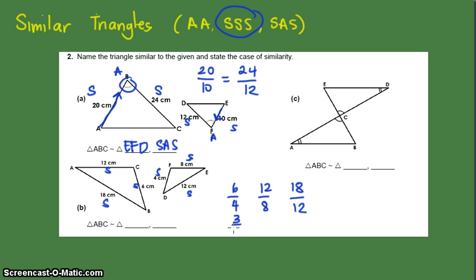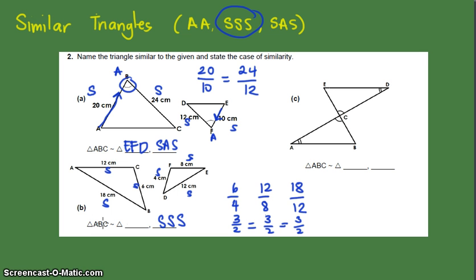6 over 4 in lowest terms is 3 over 2. 12 over 8, when you divide each number by 4, you get 3 over 2. And 18 over 12, if you divide by 6, you get 3 over 2. So all the fractions are the same. By the sides, the two triangles are similar. So that's the postulate, or the theorem rather, that causes the similarity.